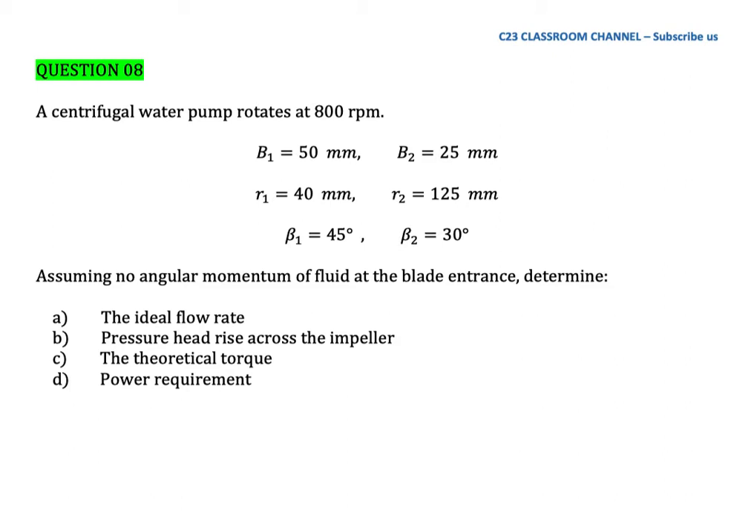B1 equals 50 millimeters, B2 equals 25 millimeters, R1 equals 40 millimeters, R2 equals 125 millimeters, beta 1 is 45 degrees, and beta 2 is 30 degrees. Assuming no angular momentum of the fluid at the blade entrance, determine the ideal flow rate, pressure head rise across the impeller, the theoretical torque, and the power requirement.